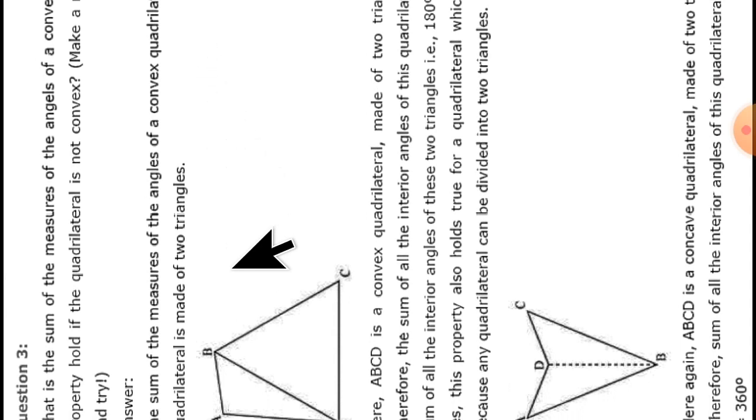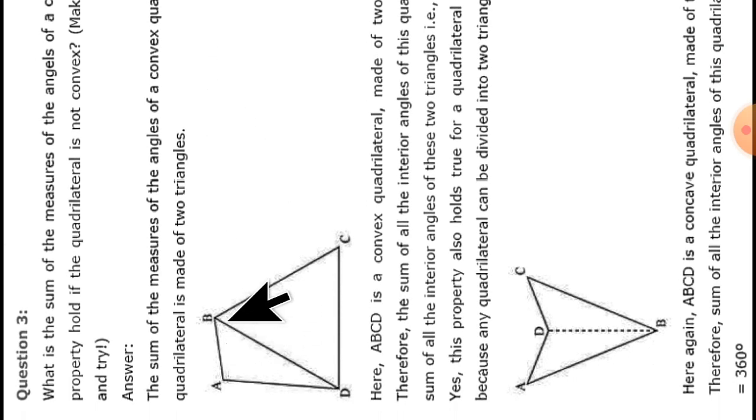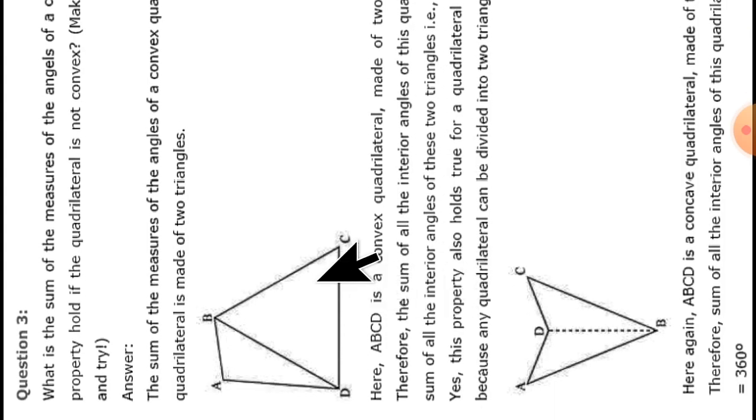Now our quadrilateral is made up of two triangles, ABD and BCD. So here ABCD is a convex quadrilateral made up of two triangles ABD and BCD. The sum of the measures of the angles of one triangle is 180 degrees. The sum of the measures of the angles of another triangle is 180 degrees. So 180 degrees plus 180 degrees will be 360 degrees.